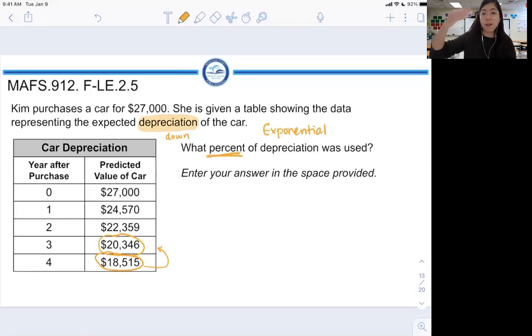You always want to go backwards because going backwards tells you the correct thing going forwards. I got 0.91. There you go. I got 0.91 as well. Now do it one more time and see if you get the same thing. 20,346 divided by 22,359. I got 0.9.